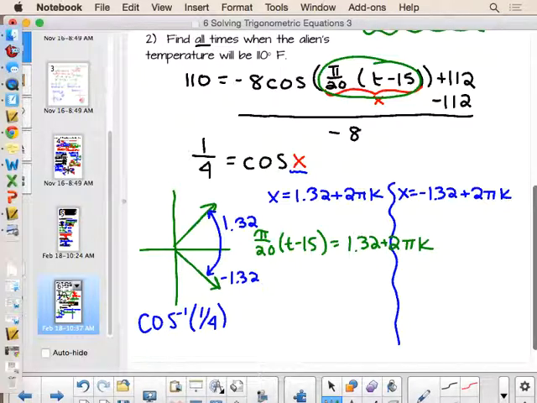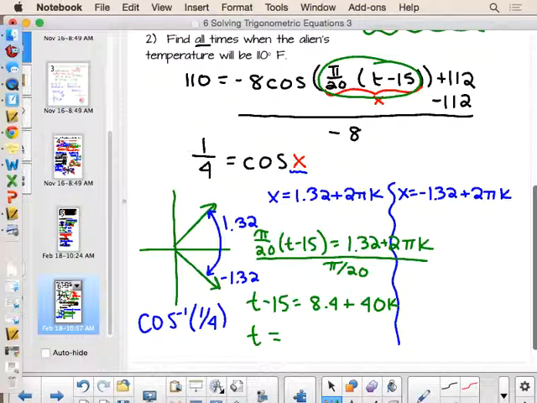So we're going to divide everything by pi over 20. And then we get t minus 15 is equal to 8.4 plus 40k. Notice that 40k, if we had just decided to find the period, that's what we would have found. And then all we need to do is add 15, so then 8.4 plus 15, we get 23.4 plus 40k. Here's one of my solutions.